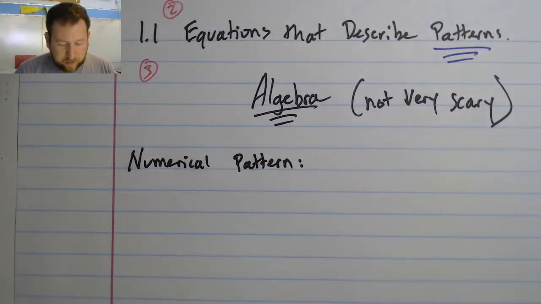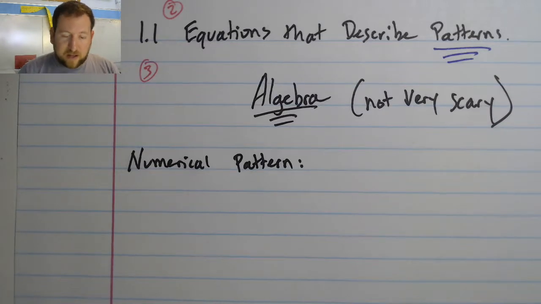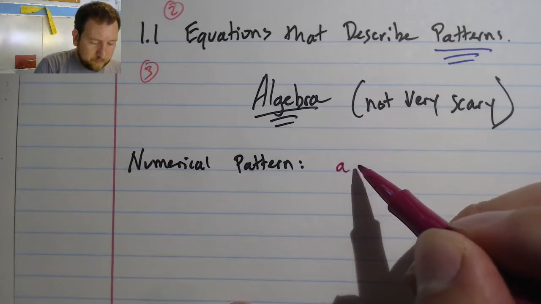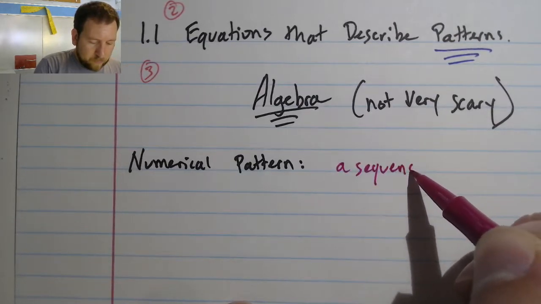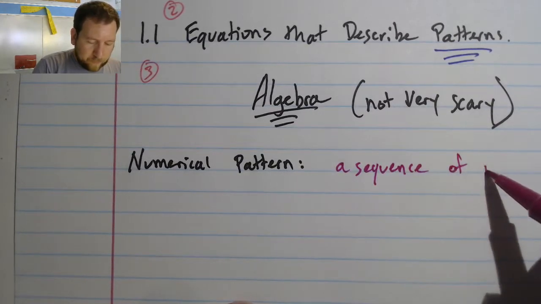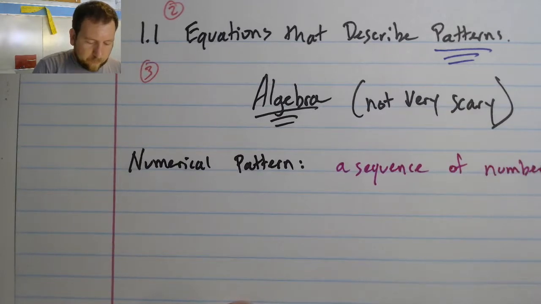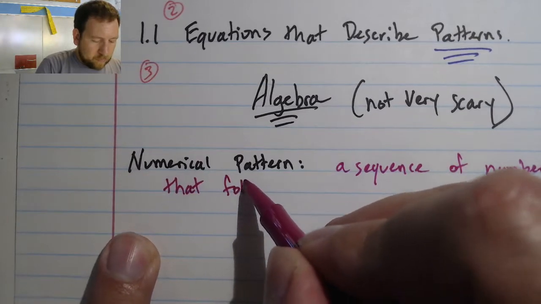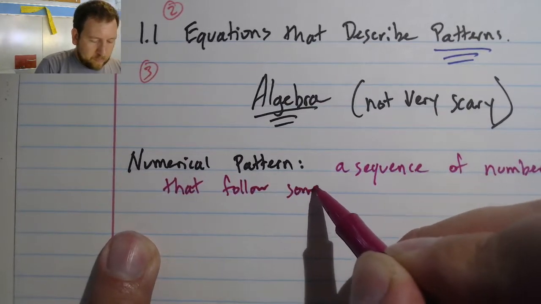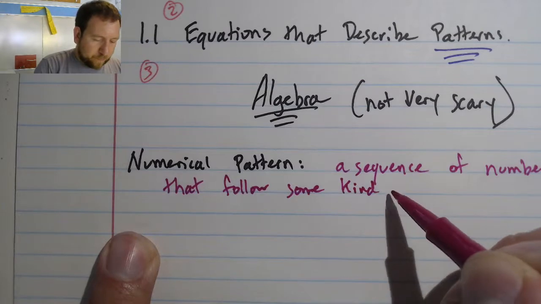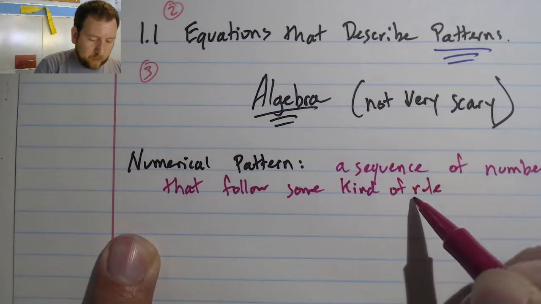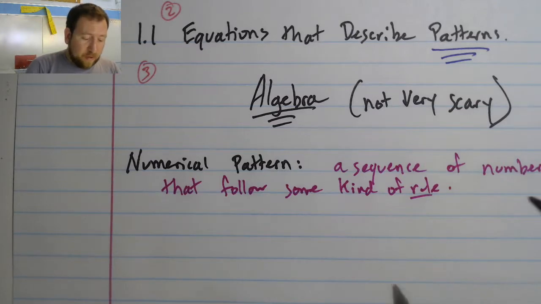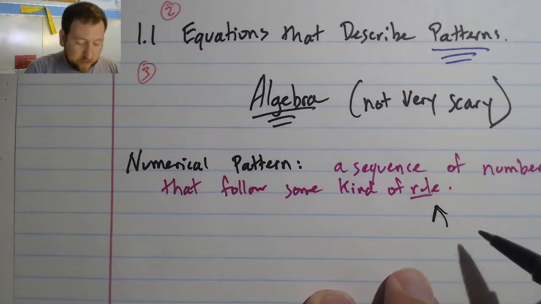And that just means that it is a sequence of numbers that follow some kind of rule. And the key is often that we need to figure out this rule, and that's how we're certainly going to be starting.